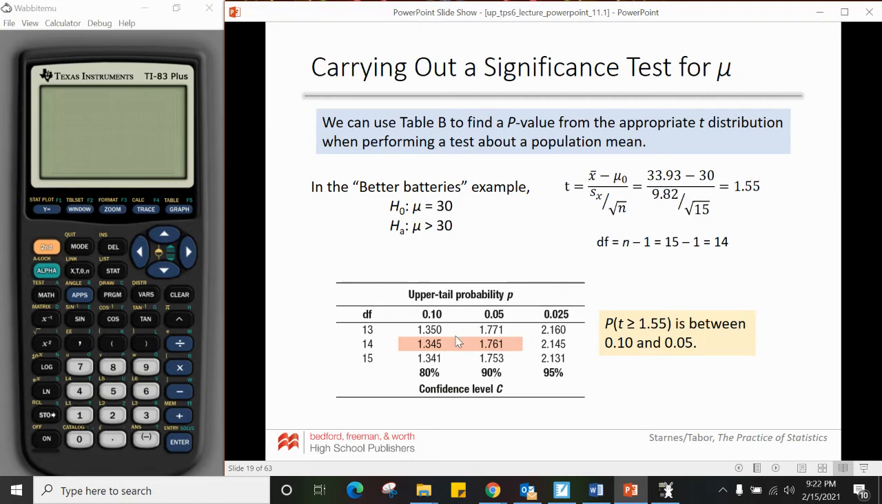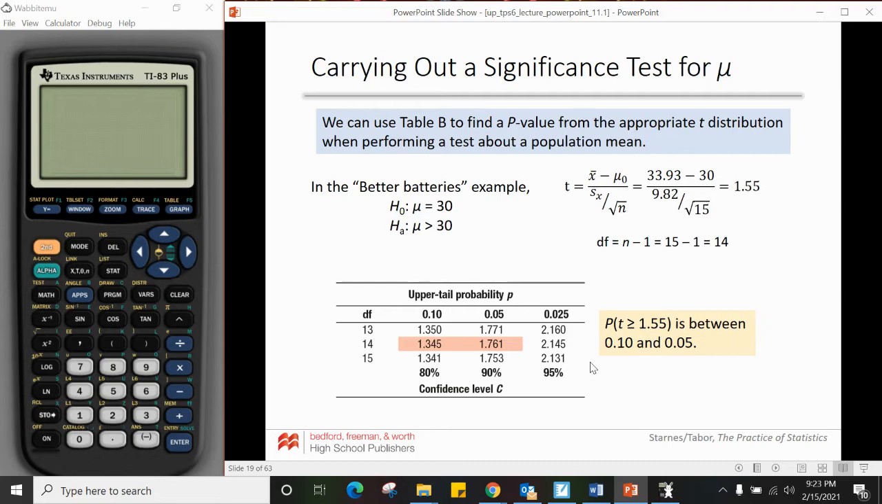this table. So you just have to find the range between them, and you see I'm at 14 degrees of freedom, and between 1.345 and 1.761. So the probability of getting t greater than or equal to that 1.55 is somewhere between 0.1 and 0.05. So you see how the t table isn't as great for finding the probability. It's not bad for finding the t star like we were doing in the confidence interval, but it's a little bit harder to go the other way.